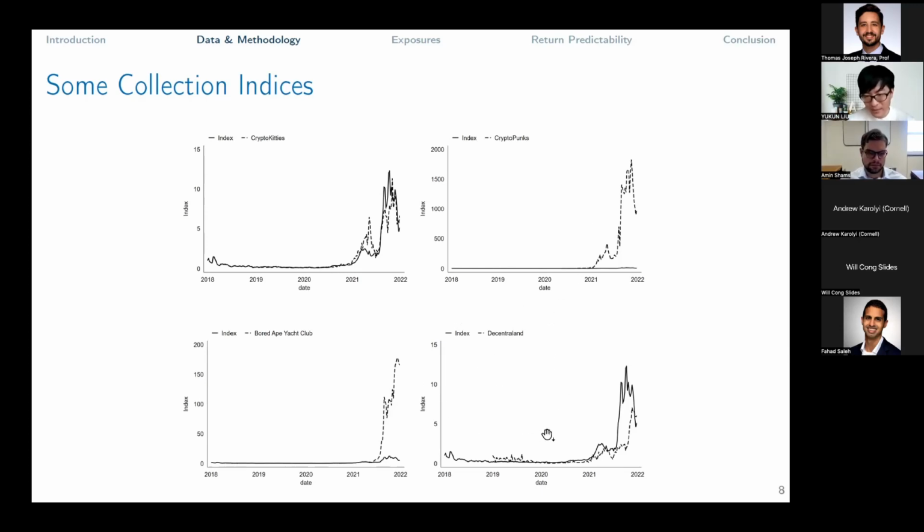The Essential Land, on the other hand, is also a famous collection about digital land. However, the prices actually didn't go up as much for the majority of the period. At the end, it's about the same as the index price.